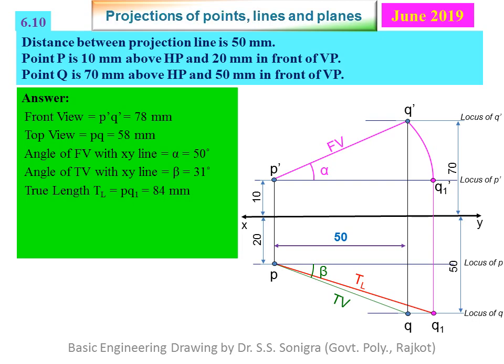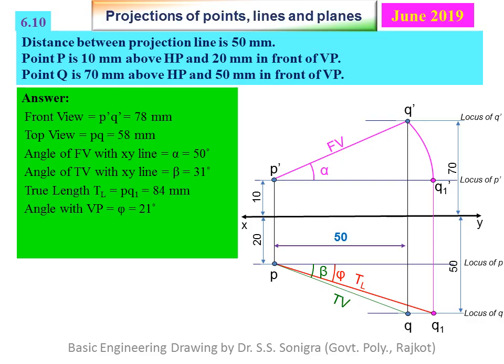Now we have drawn the true length in the top view. Measure the angle of the true length with the XY line in the top view, that is the angle with the vertical plane, phi. So phi is equal to 21 degrees.